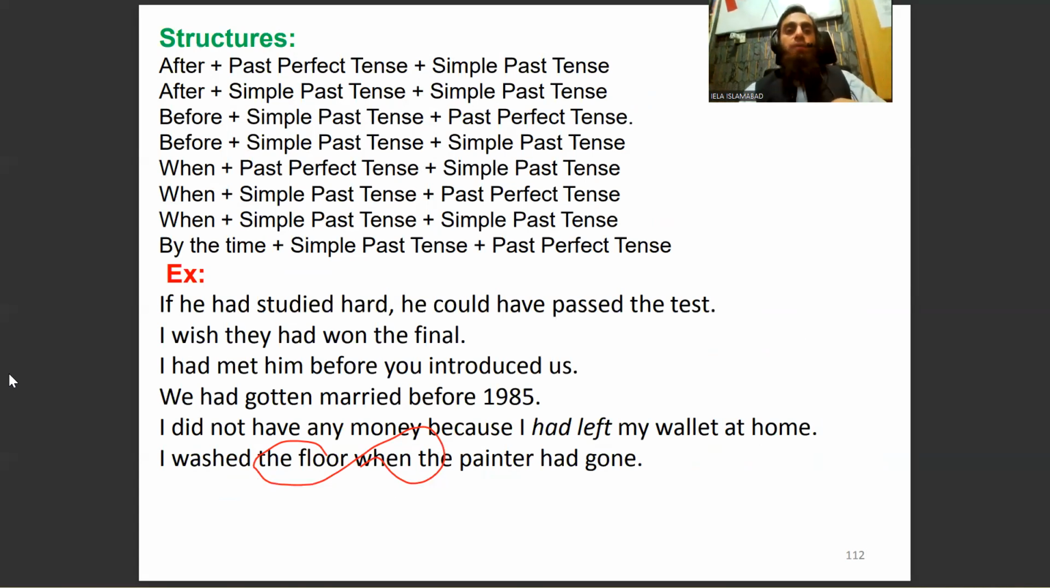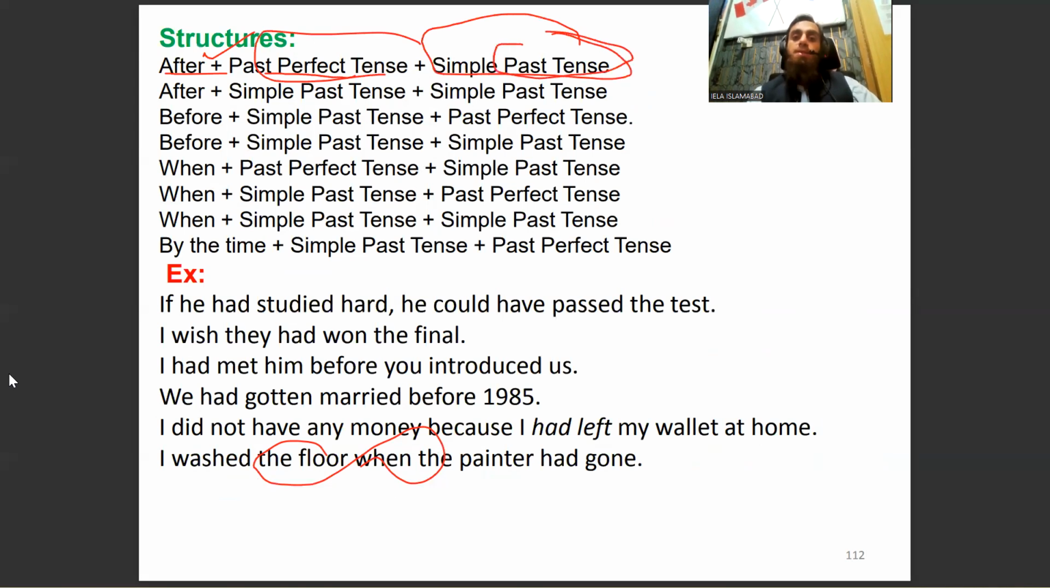So let's see, if there is the word after in a sentence or statement at the beginning, then the next part will be in past perfect tense, and the third part will be in simple past tense, like past indefinite tense. If after we use past simple tense, then in the next part we will also use simple past tense, like both will be the same after the word after. And before, if we use simple past tense, the next will be past perfect tense. Before is a little different. If before we use simple past tense, the next will also be simple past tense. This is also possible, right?